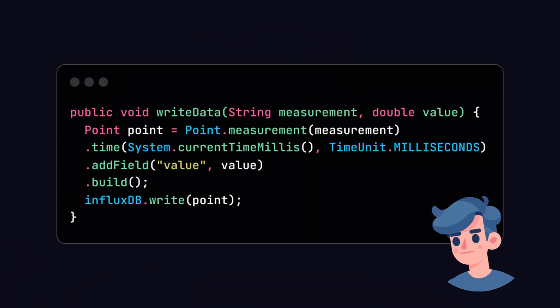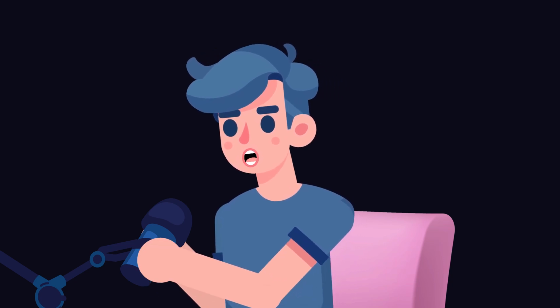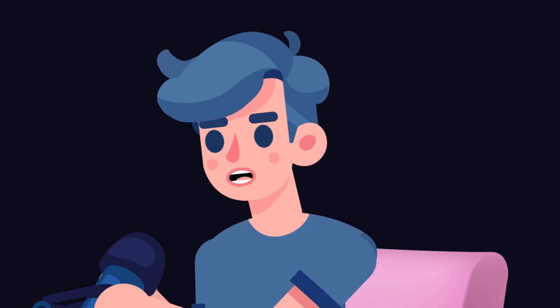To write data points to the InfluxDB, we will now create a method in our class. This method creates a new point and writes it to the database. Each point has a measurement name, a timestamp, and fields. In this case, we are only adding one field, which is labeled value.